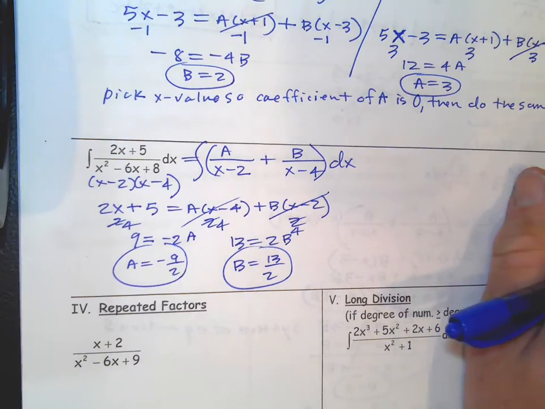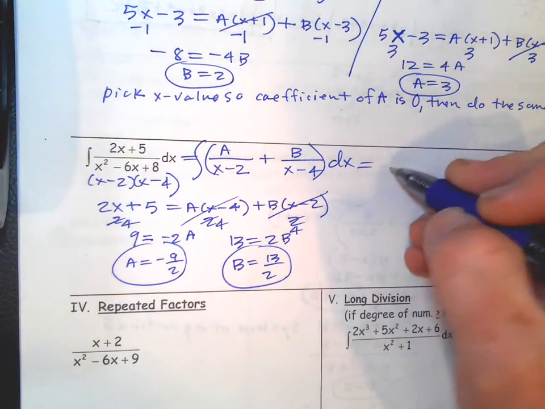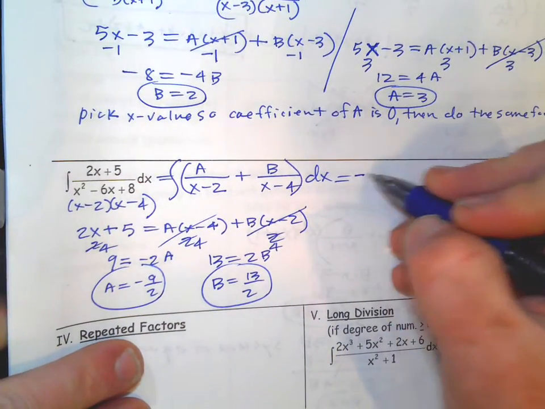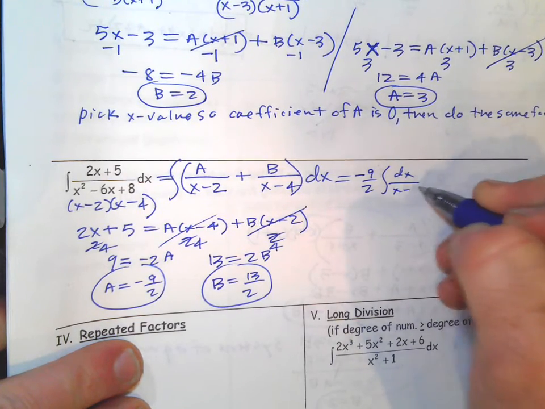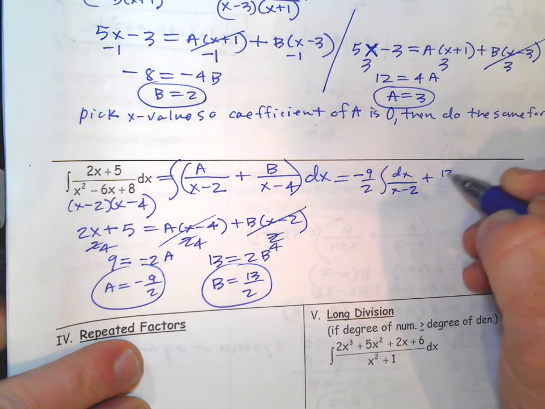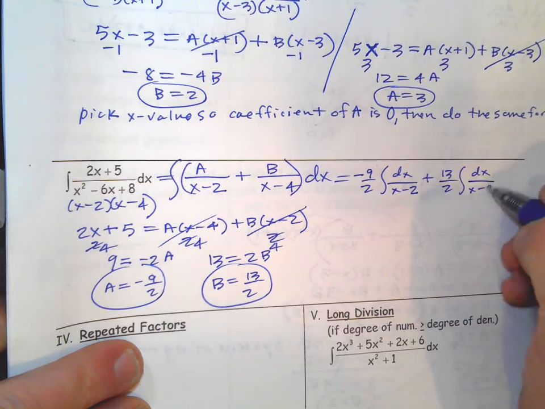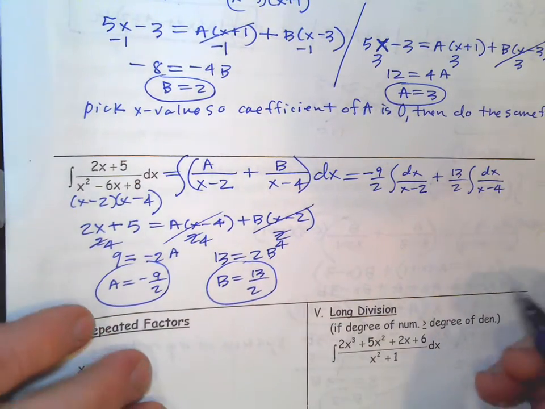So now I'm going to rewrite it. Now, honestly, usually when I rewrite it, I just put this number out in front because it's just a constant. And I feel like it's less confusing to me if I just put it in front. -9 halves dx over x minus 2 plus 13 halves dx over x minus 4. That's how I like to do it. Break it up, put the coefficients in front.